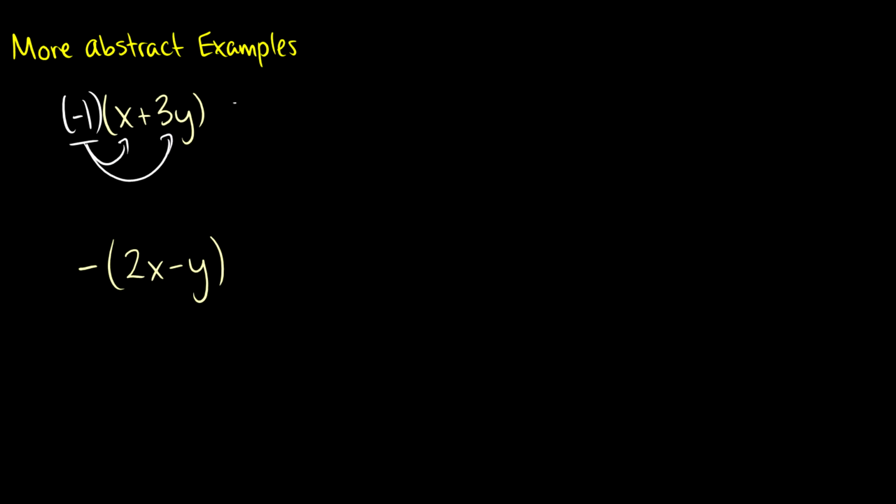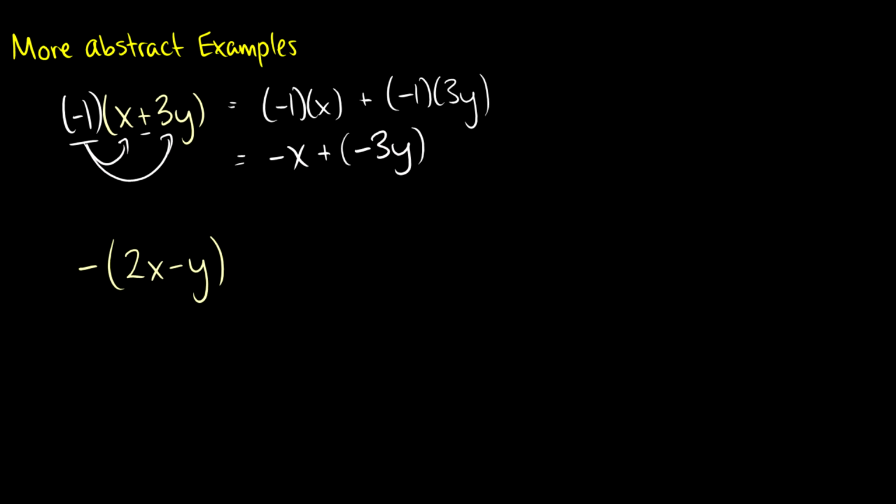So this is going to be the same thing as negative 1 times x, and then we're going to add negative 1 times 3y. Negative 1 times x is just going to be negative x, because it's a negative times a positive. And then we're going to add negative 1 times 3y. That's a negative times a positive, so we're going to get negative 3y. So here we have negative x plus negative 3y, which I showed before. When we add a negative number, we're really just subtracting. So this is going to be negative x minus 3y.